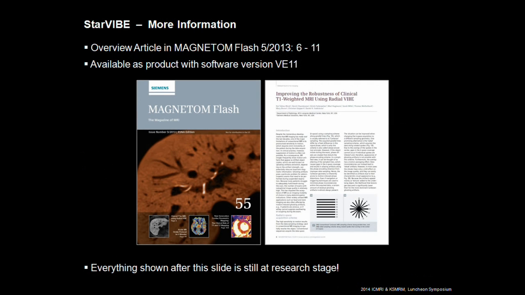Now, if you want to learn more about this sequence, there's an article in the 2013 RSNA edition of the Magnetom Flash magazine, and I recommend you look into this article. You can download this article from the Siemens Healthcare homepage. And as I mentioned, this sequence will become available with the software version VE11. And I have to say that everything that I will show after this slide is not available as a product yet. These are still research projects.